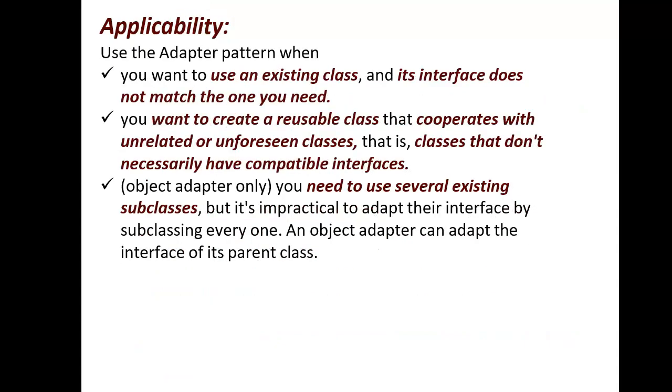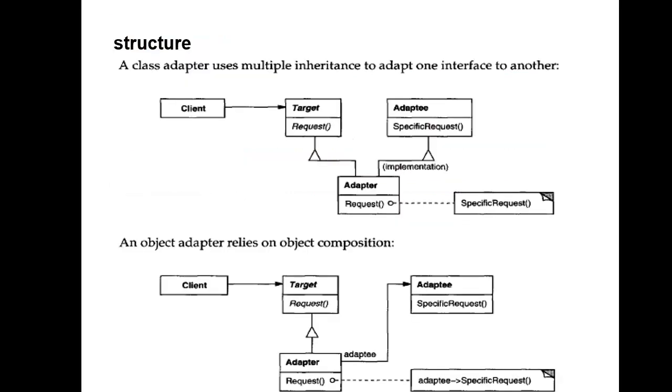Now applicability, where you are going to use it. You use the adapter pattern when you want to use an existing class and its interface does not match the one you need. You want to create a reusable class that cooperates with unrelated or unforeseen classes, that is, classes that don't necessarily have compatible interfaces. You need to use several existing subclasses, but it's impractical to adapt their interfaces by subclassing every one. An object adapter can adapt the interface of its parent class.